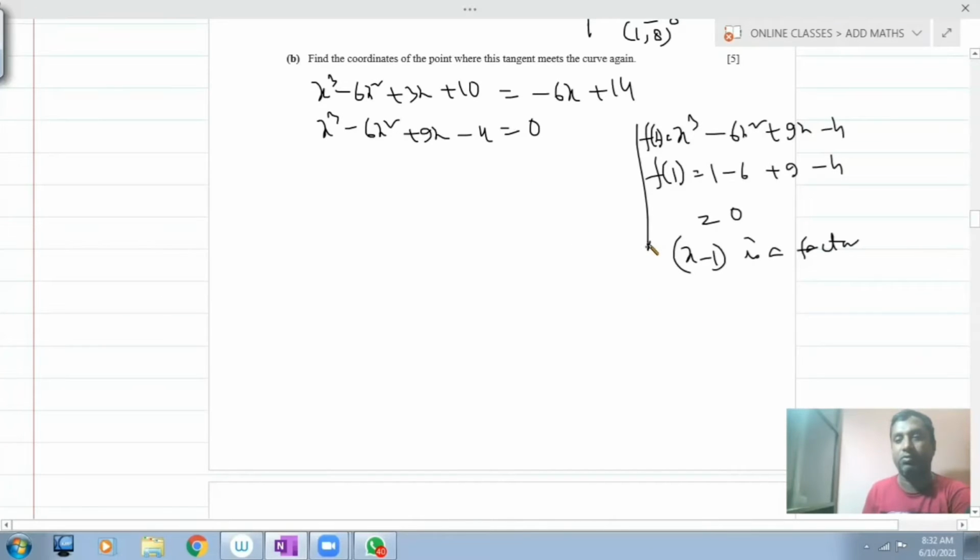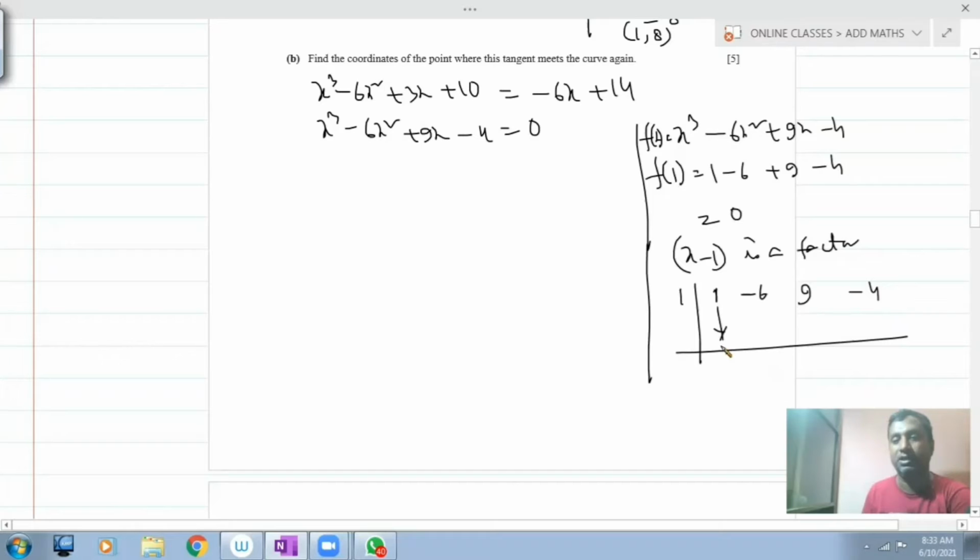Now let us factorize this one. We will do factorization using synthetic division. Let's see what synthetic division is. x equals to 1, so I put it here. x cubed's coefficient is 1. x squared's coefficient is minus 6. x's coefficient is 9, then minus 4.